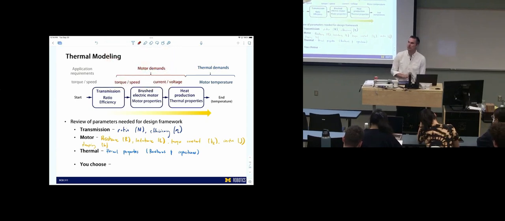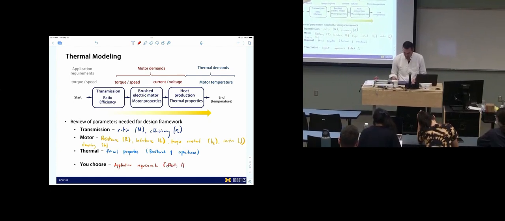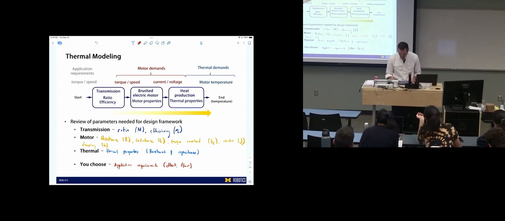What do you guys choose? I have 3 things. Maybe 4. Yeah. Velocity. So I'll call that application requirements, which is gonna be an effort and a flow. So it's torque and a speed, a set of specifications of some kind, a trajectory, something that says what it's gonna do. So application requirements, what's next? What's another one? What else do you choose?